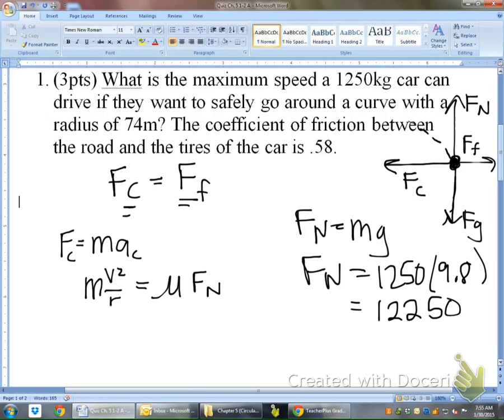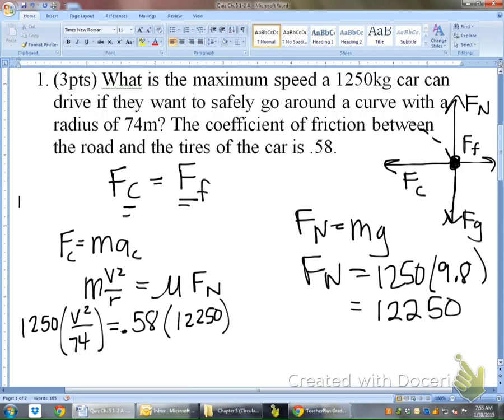All right, so now let's just start plugging in numbers to this equation right here. Okay, our mass is 1250. We're solving for v squared. Our radius is 74. Our coefficient of friction is what? 0.58, and our normal force is 12,250. All right, are we clear on the numbers here so far? Any questions?